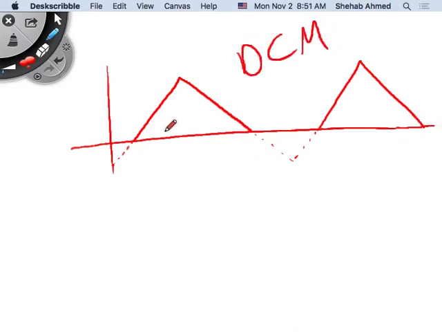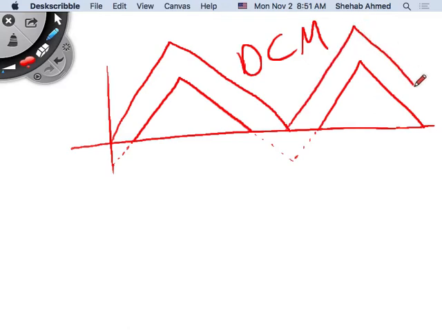Actually, discontinuous current mode starts when the current waveform first hits 0. This is the initial point where you have discontinuous conduction mode. Beyond that, you're in discontinuous mode. But this is a critical point.